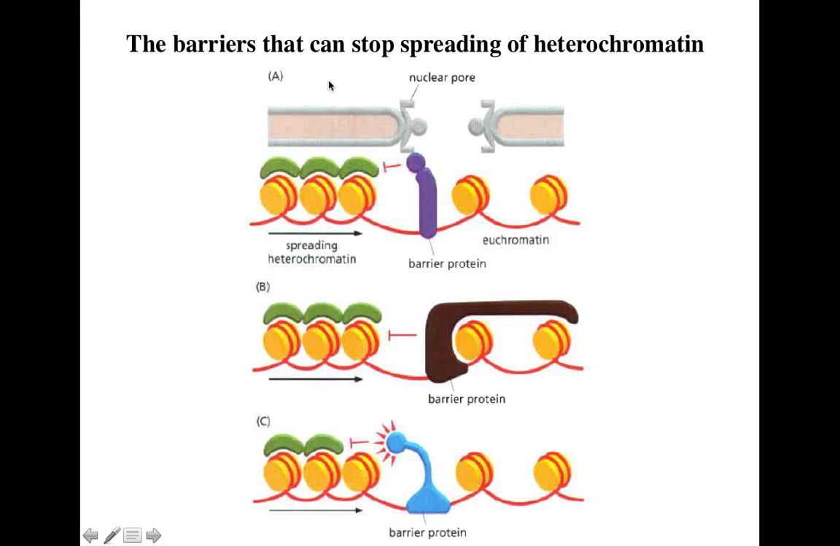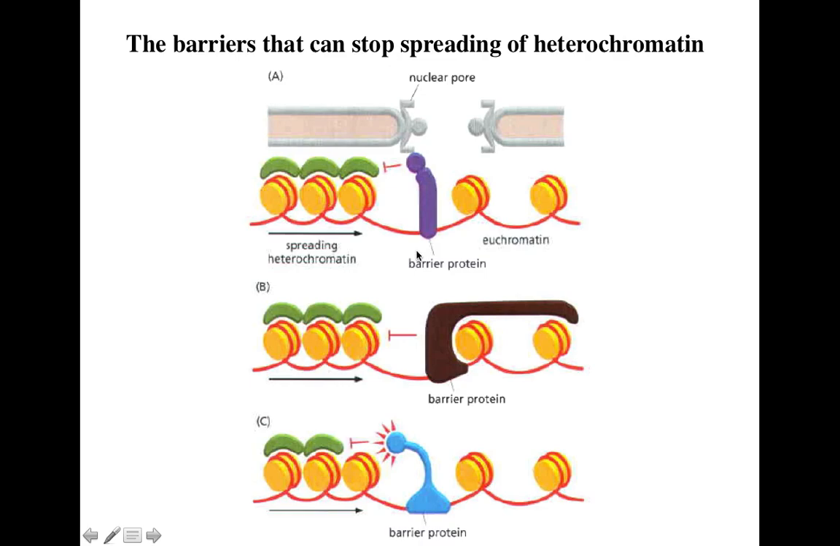For a chromatin which is lying closer to the nuclear membrane, we have a nuclear pore here, and then we have certain barrier proteins which can bind to the DNA at one end, and they can bind to the nuclear pore at the other end. So these barrier proteins do not allow these code reader and writer complexes to proceed further towards the euchromatin. So this heterochromatin region remains separate from this euchromatin region. So if something is altered in this region, this would not have an impact on this euchromatin region because of the presence of this barrier protein in the middle.